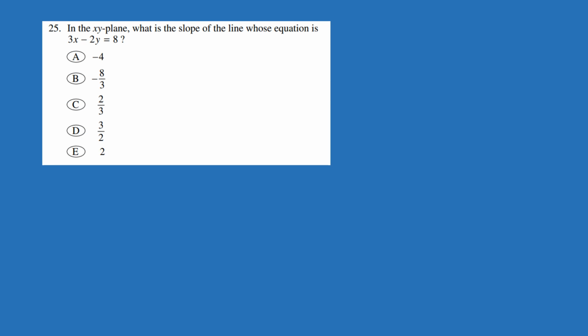In the xy plane, what is the slope of the line whose equation is 3x minus 2y equal to 8? So I have to rewrite this in the slope-intercept form. 2y is 3x minus 8, or y will be half of 3x minus 8, which is 3 by 2 x minus 4. That m, coefficient of x, is the slope. So the slope is 3 by 2, and the y-intercept is negative 4. The question here is, what is the slope of the line? So the slope of the line is 3 by 2, and the answer is D.